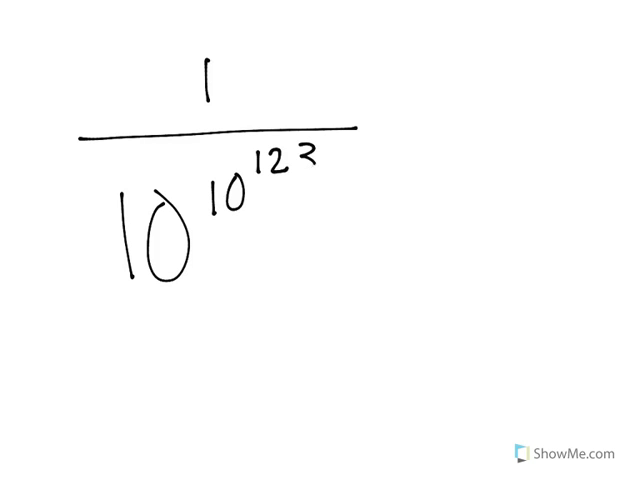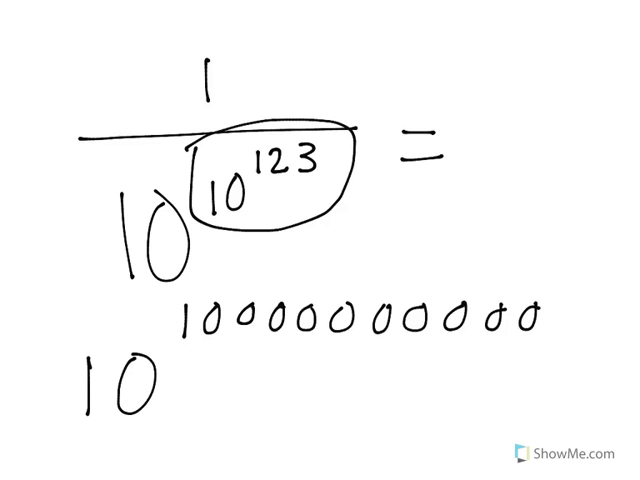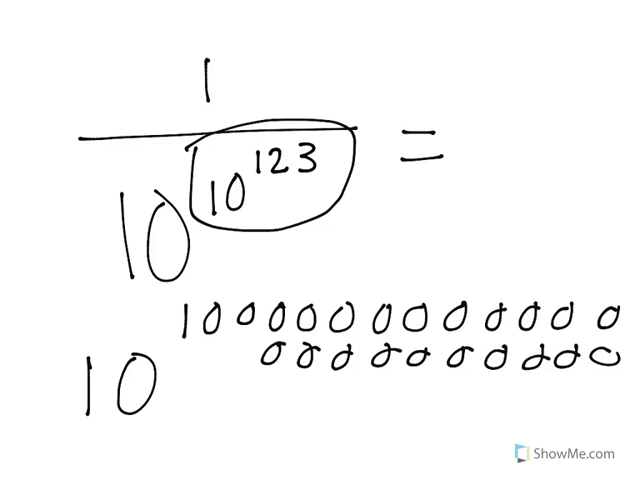But we're just forgetting something. In our denominator, it's not just 1 over 10 to the 123rd power. It's 1 over 10 raised to 10th to the 123 power. So basically what this means is 10 raised to 1 with 123 zeros behind it. Now exponents are very cool because they make numbers that are small get very big very, very quickly.